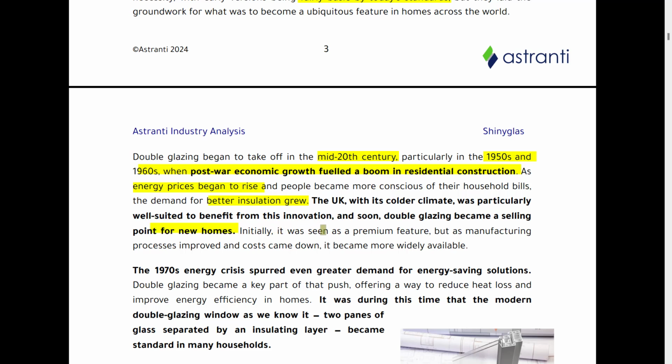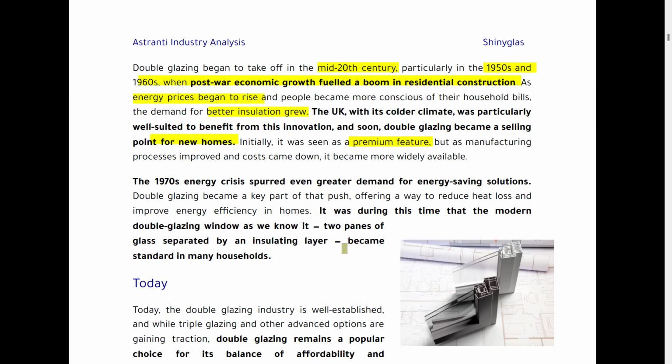Initially it was seen as a premium feature, but as manufacturing processes improved and costs came down, it did become more widely available. We know that in the UK in 2020, up to 87% of homes had double glazing, so that is a really significant uptake of this double glazing.